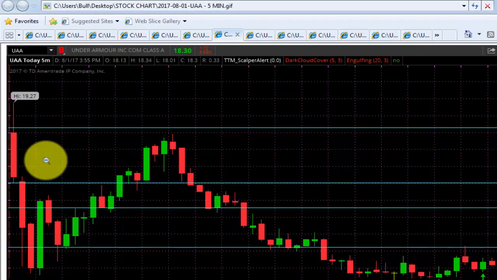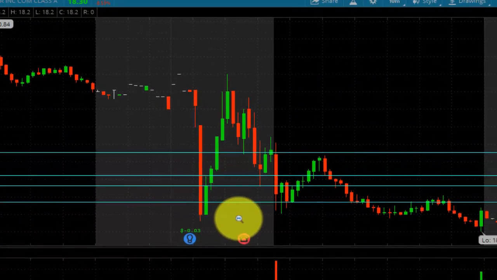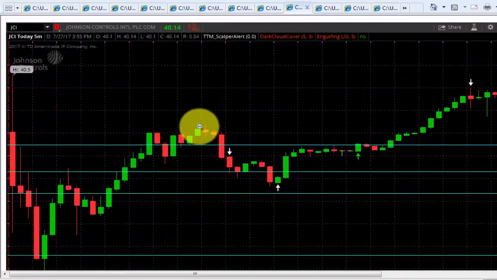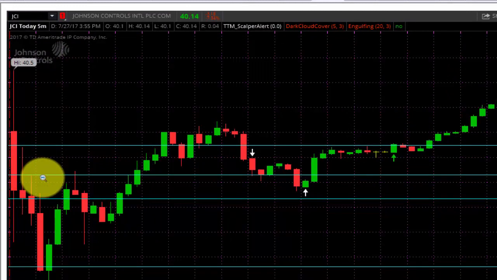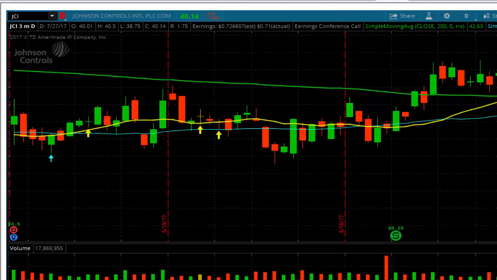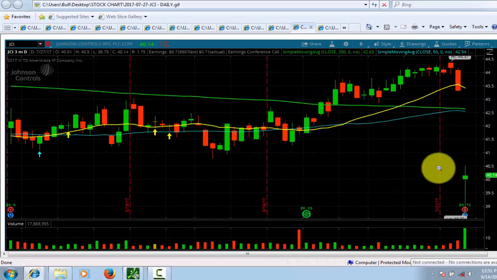The next one is UAA. Entry was $18.80. Exit was $18.42, making a profit of 2%. Stop loss was $19.27 and was 2.5%. You can see on the pre-market chart that there was a support here. The daily chart of UAA, gap down below 3 moving averages. Next one is JCI. Entry was $39.46 here. Exit was $38.92, making a profit of less than 1.5%. Stop loss was $40.50, which was more than 2.5%. Pre-market of JCI, there is no support here. Daily of JCI, gap down below the moving averages.